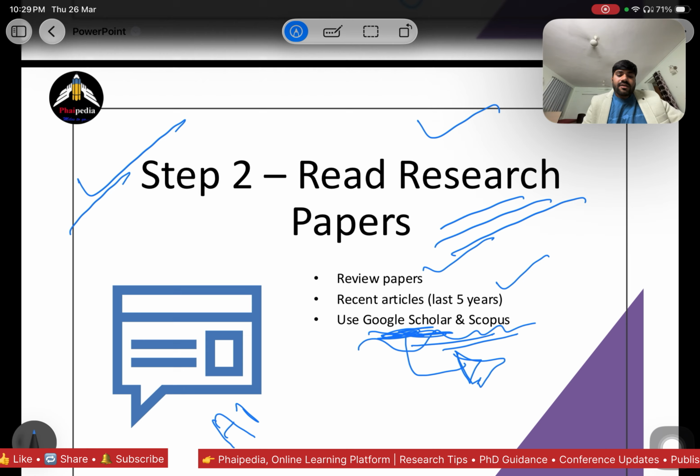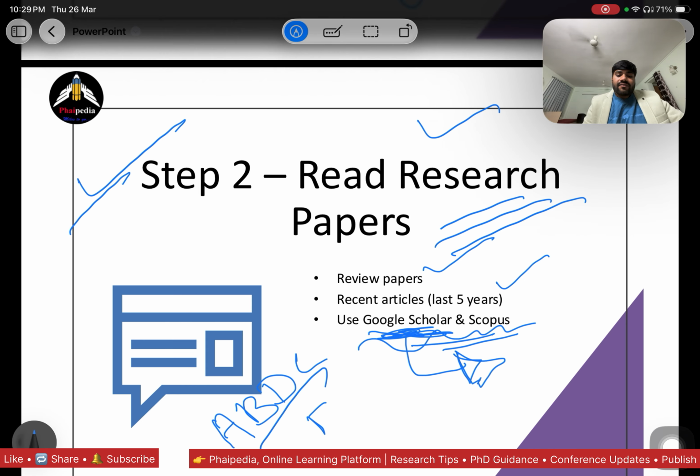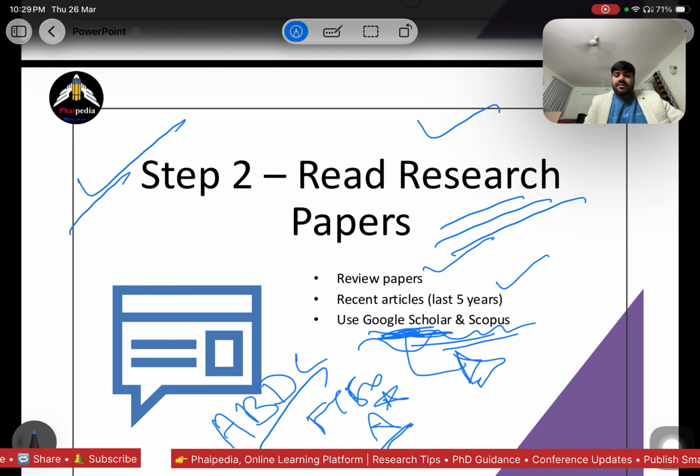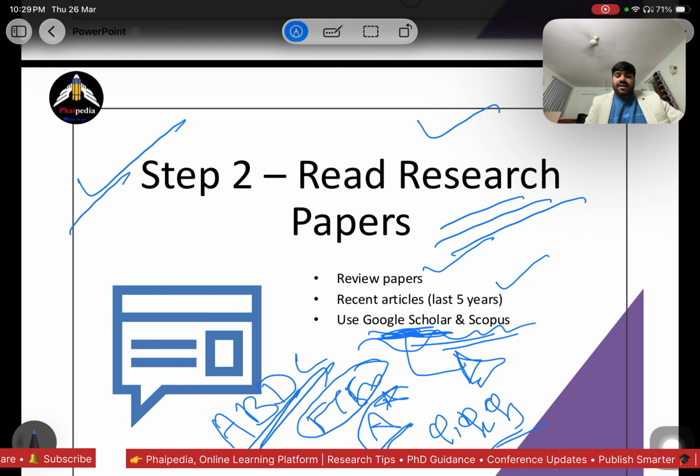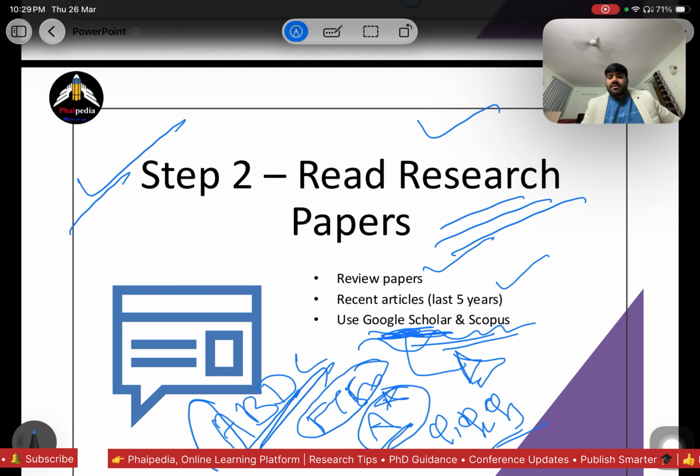Like we have ABDC ranking, FT50, A star, and Q1, Q2, Q3 ranking. So these are basically the ranking of the research articles. So you have to read, for your research area, FT50, A star, like good category journals. Okay. So how to download and which journals have which category, which ranking, you can see in those videos.